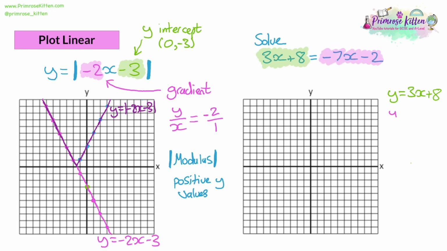So we're going to draw that: y is equal to -7x minus 2. Now, the green and the pink part are both equal to each other in our original equation, so we can make them both equal to y. They're still equal to each other. So let's plot the two lines.